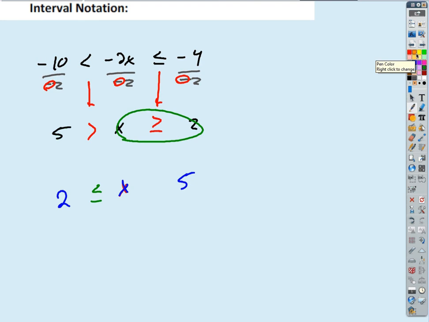How is x related to 5? Whoops. There we go. x is less than 5, right? There's my less than sign. Now it looks good. Now this matches up with interval notation or the graph. The 2's on the left, the 5's on the right. Okay? Okay, a couple other just tricky ones.